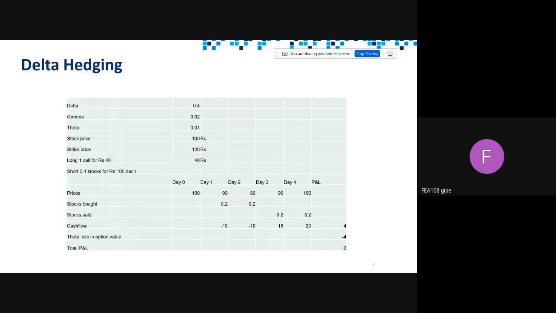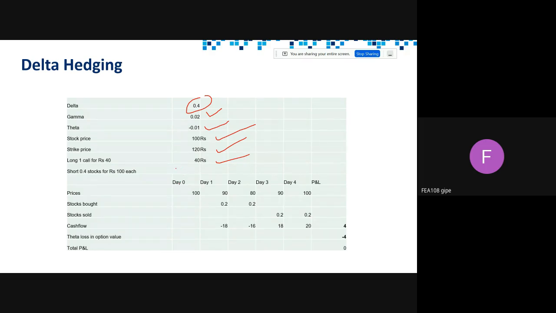So now, delta hedging. This is something that you should remember: 70, 80, 90% of the time, delta hedging will actually give option traders a profit. You can work it out. This is an Excel sheet, and I can't do this in slide mode. Let's say you've got a delta of 0.4, a gamma of 0.02, a theta of minus 0.1, stock price is 100 rupees, strike price is 120 rupees. You're long one call for 40 rupees, so you will be short 0.4 stocks at 100 rupees each, to make it delta neutral.